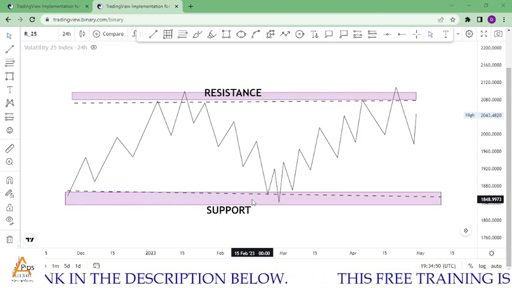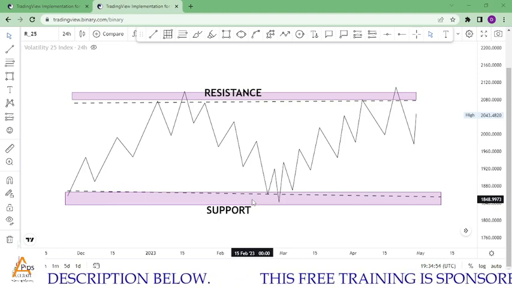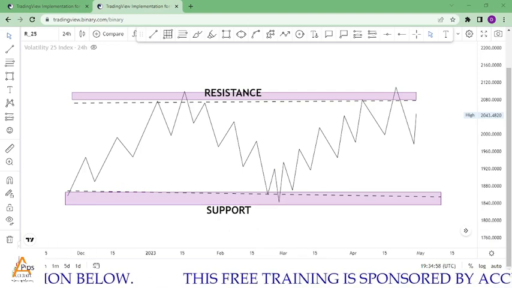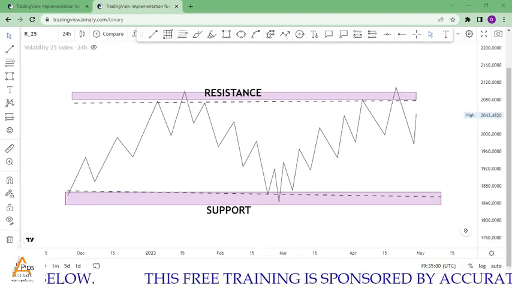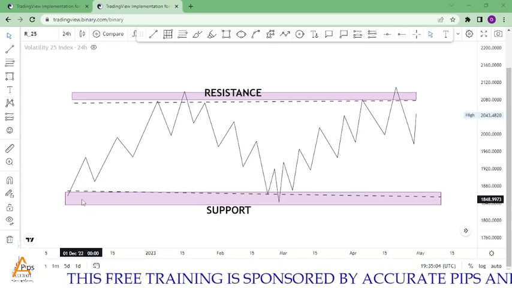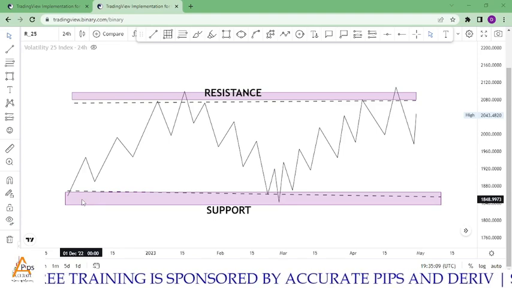So now the person said I should re-explain the range. Now that you know what support and resistance is, it is going to be easier for you to understand what a ranging market is. A ranging market is a market that moves between two horizontal points. I'll come to another type of ranging market.